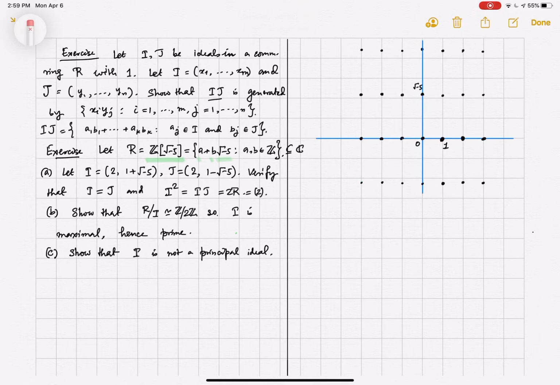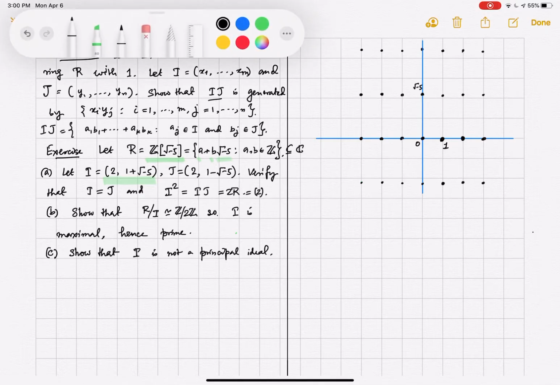What I want to focus on is this ideal I generated by 2 and 1 plus square root of minus 5. And I want to show that R mod I is Z mod 2Z, that it's not a principal ideal, etc. This is a somewhat non-trivial computation, and it's also a good example to study because this is a prime example of a non-unique factorization domain. So for many counterexamples, it's good to keep in mind.